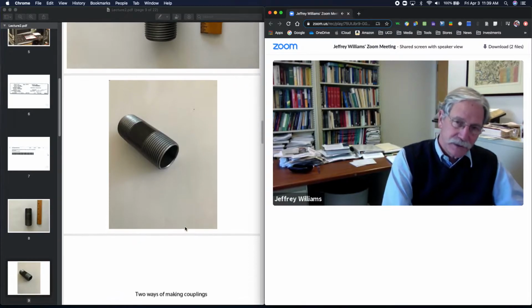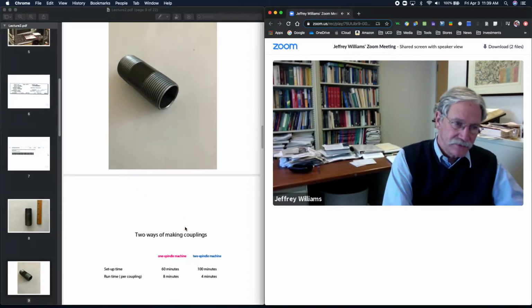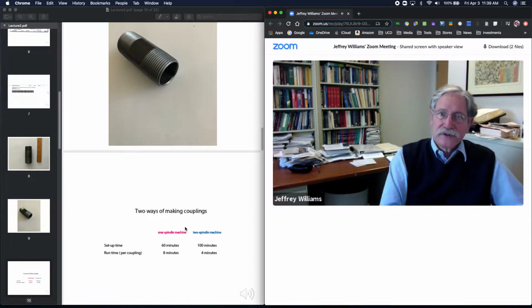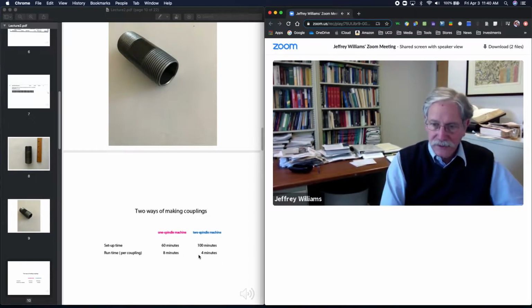And I'm making up some numbers here just to try to make a contrast. So the key choice is, do you use a one spindle machine if you're the production scheduler, or a two spindle machine? I've suggested already that the run time per coupling would be, let's say, 8 minutes for the one spindle machine, and only half that on the two spindle machine, because the two threads are being made at the same time, so half the time.